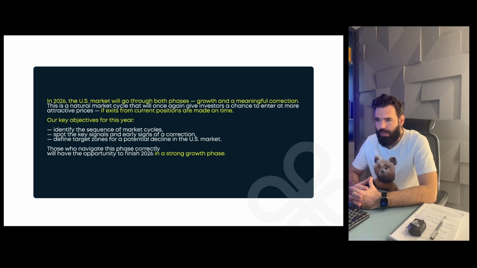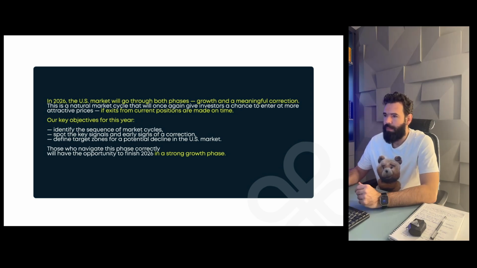That's why our goal for this year is to determine the sequence of market cycles. In other words, to determine what will happen and when, to identify the key factors and signs of the start of a correction, as well as to outline the target zones of potential decline where it may be possible to buy in. Those who are able to navigate this stage correctly and accomplish all the necessary tasks will have the opportunity to end the year in a phase of significant growth and strong profits. That is, to outperform the S&P 500 index, which is quite difficult to do.